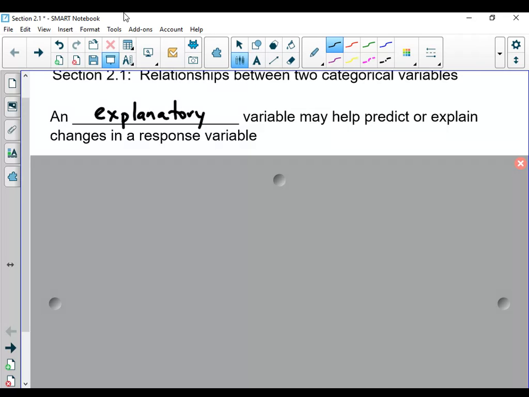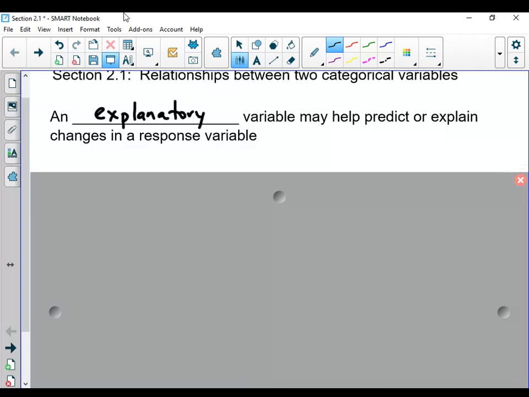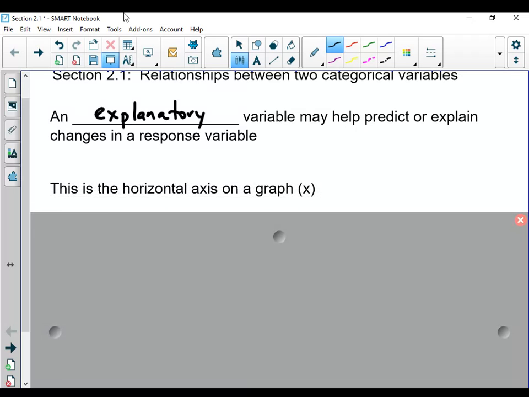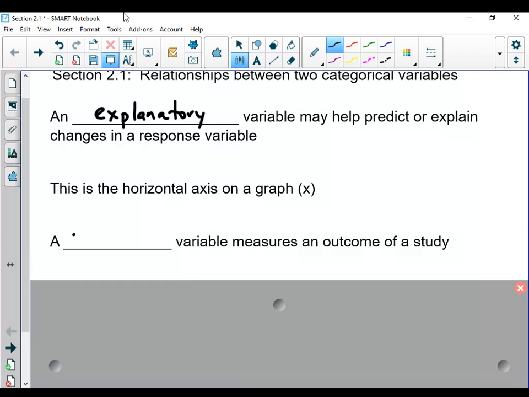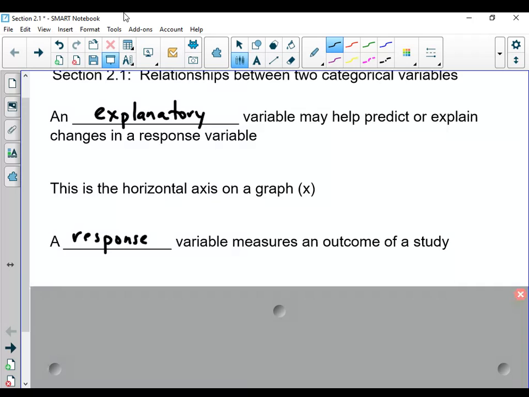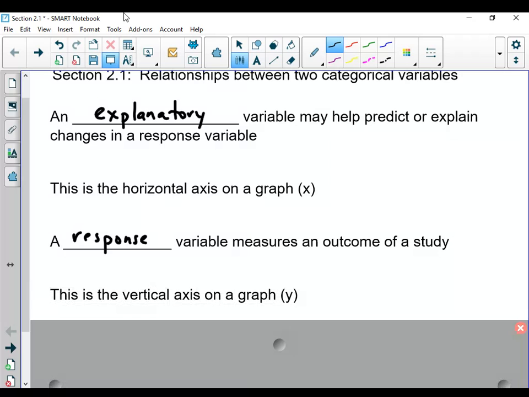I'll come back to that here in a second. So that's one of the types of variables within our categorical or our quantitative situations. When we talk about the explanatory variable, we're talking about really the values that are on the x-axis. Then we have the response. A response variable is what's going to measure the outcomes of the survey. That part is going to go on the vertical axis or on the y-axis.